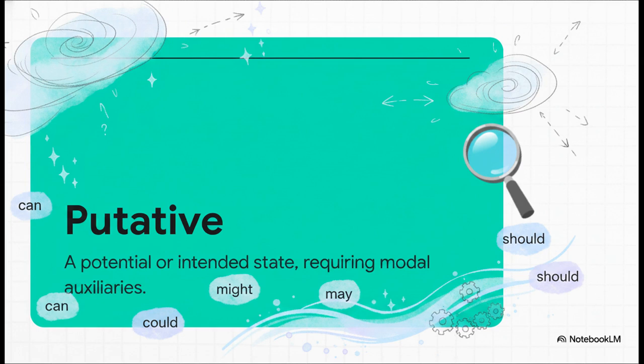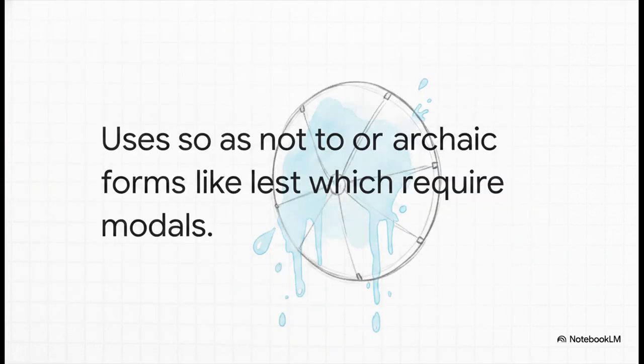Words like can, could, may, might, should, or would, they are totally non-negotiable if you want to express purpose accurately. Now, what happens if we add negation? Well, it introduces a whole new layer of complexity. Negative purpose requires very specific syntactic structures. For non-finite clauses, we typically use so as not to.